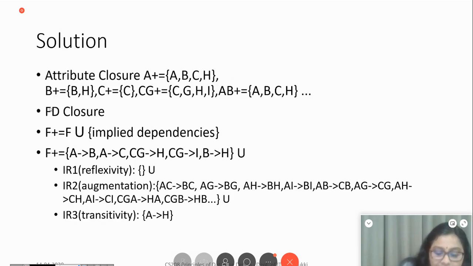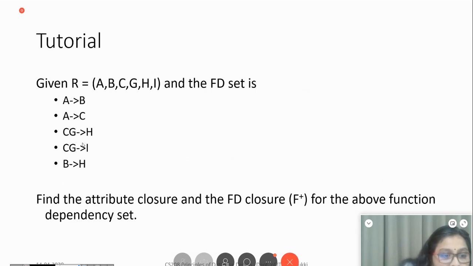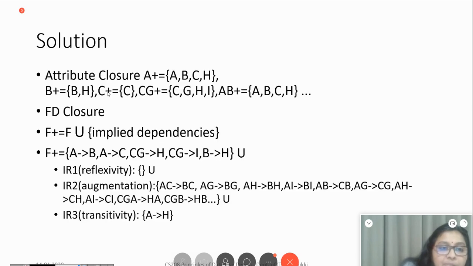Similarly, for the B closure you have B and H. No more attributes. B closure is B and H because B determines H. That's it, B and H. And the C attribute closure, just see, C, G, attribute closure, this and this. We know how to do this. Now, how to find the FD closure?